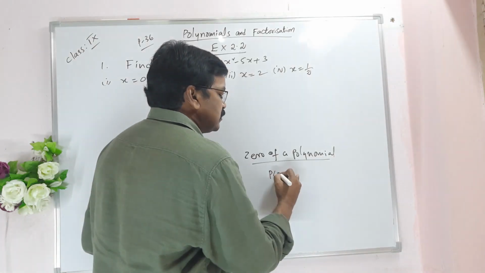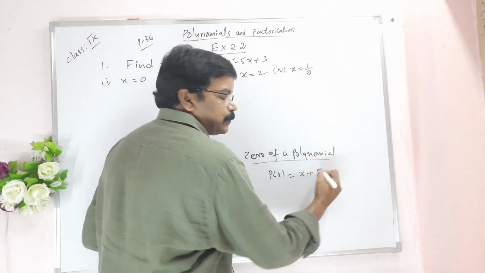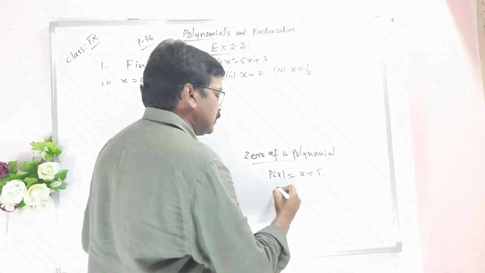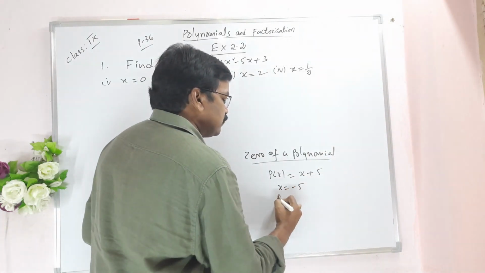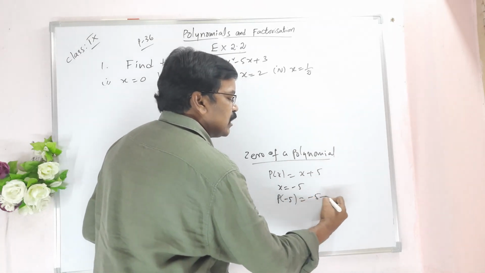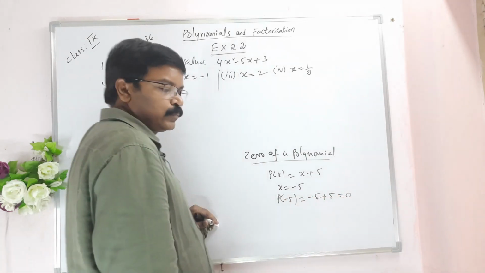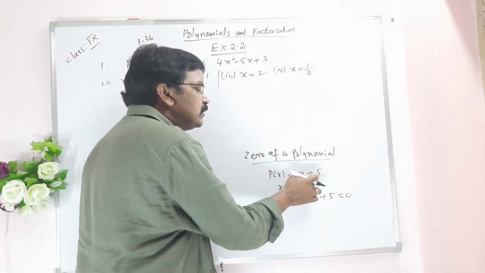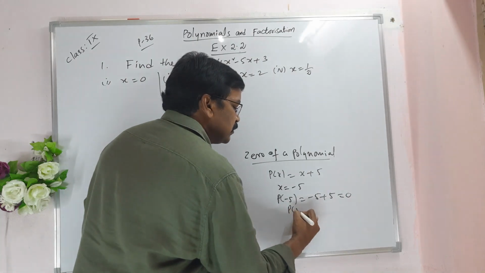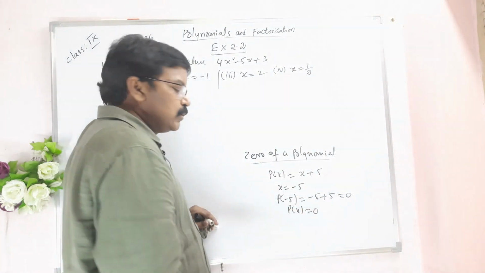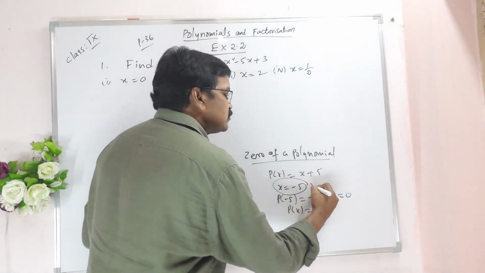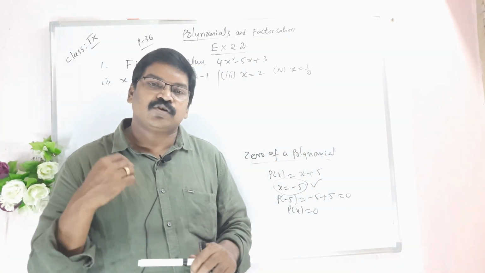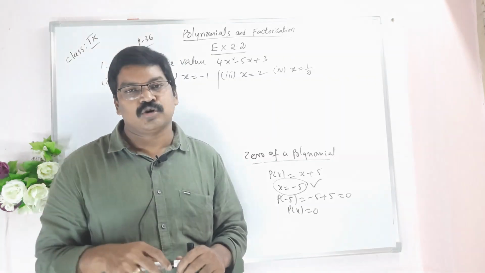Zero of a polynomial means, for example, I will take x plus 5 is a polynomial. P of x is equal to x plus 5 is a polynomial. See, at x is equal to minus 5, this value will become 0. At x is equal to minus 5, that means minus 5 plus 5 is 0. This polynomial value is equal to 0. Therefore, this x is equal to minus 5 is called zero of a polynomial.